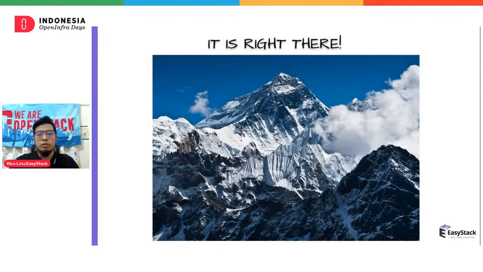So we have this model, say the mountain is right there. We have to climb that mountain. It's so high. We know it's there. We don't know if we can actually make it on time, but we definitely need to fight for it. We need to plan it. We need to fight it. We need to climb that mountain. So that is the model in EasyStack, and I would like to share it with you guys.